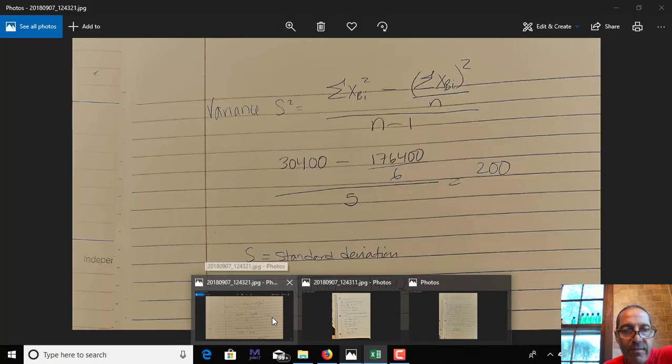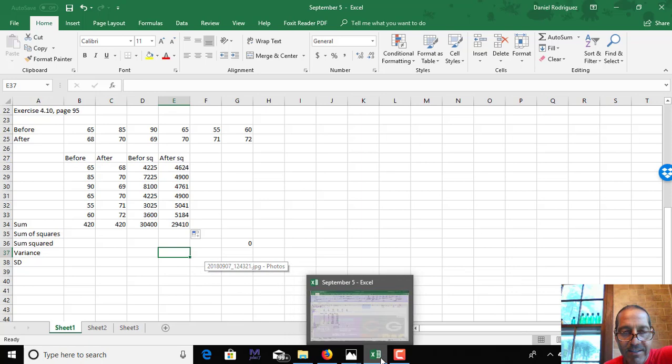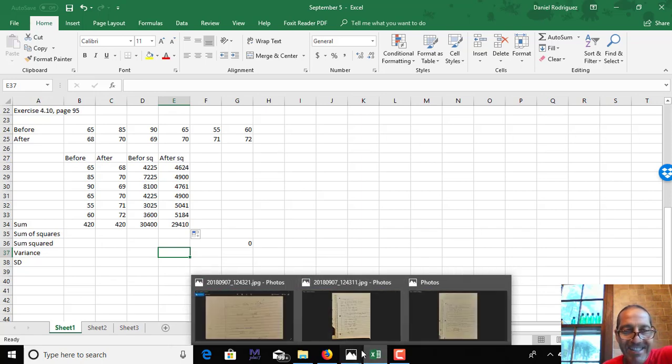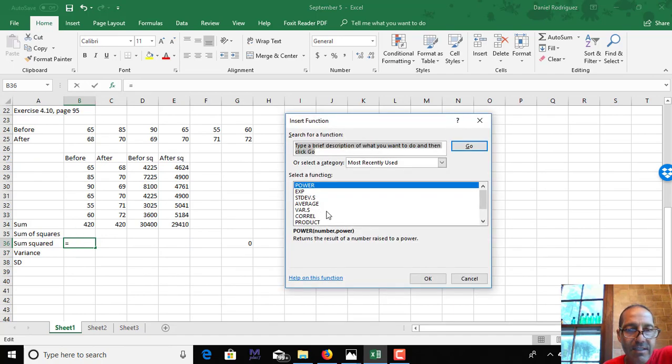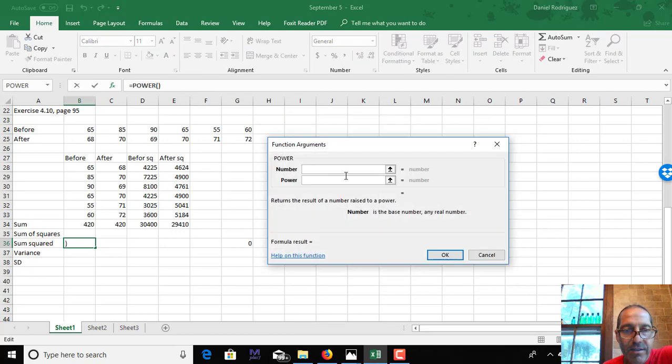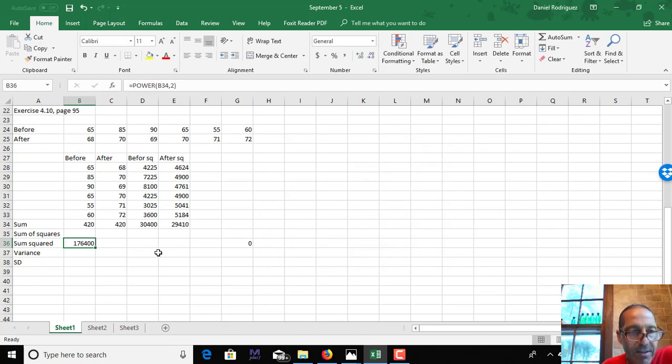Let's see. I need the sum of the x sub bi, squared. That's different, okay? It's not the sum of squares. This is the square of the sum of all these values. So I need to square this thingy right here. Sum squared. So I need to hit f of x, power. The number I want is this one, and I need to square it. Hit OK. There you go. I did that. I need the same for the other one.